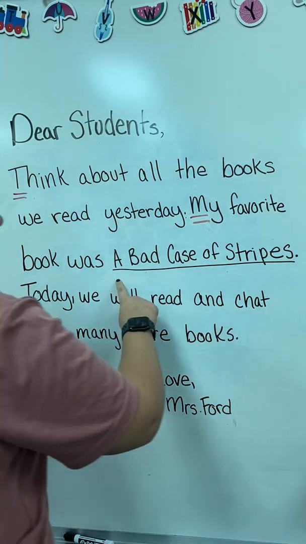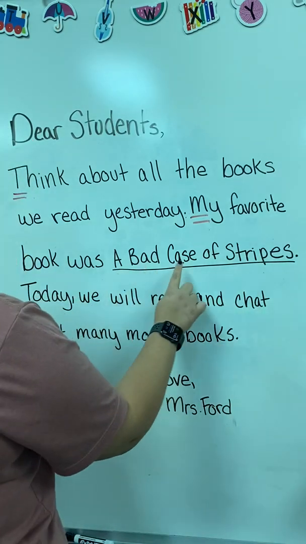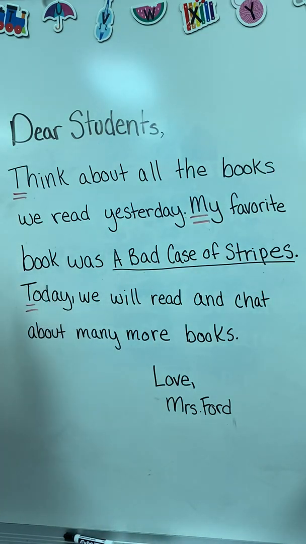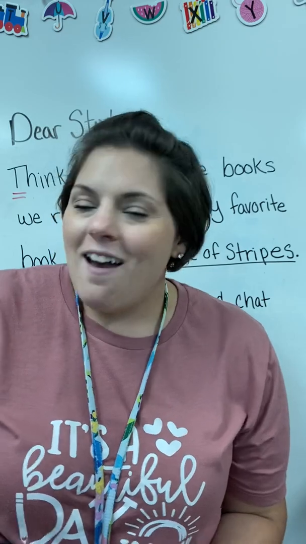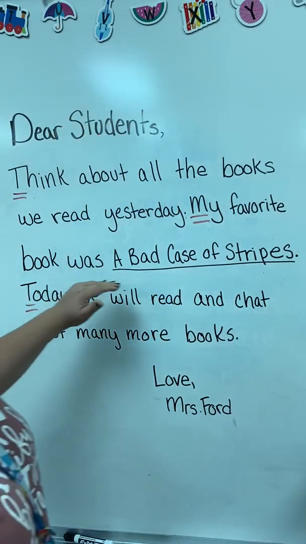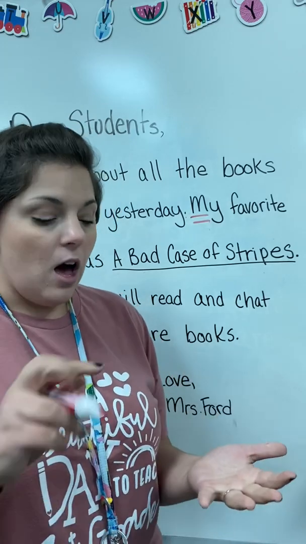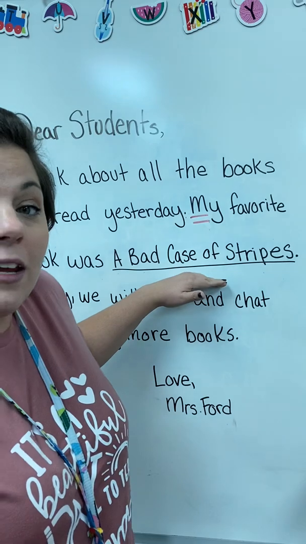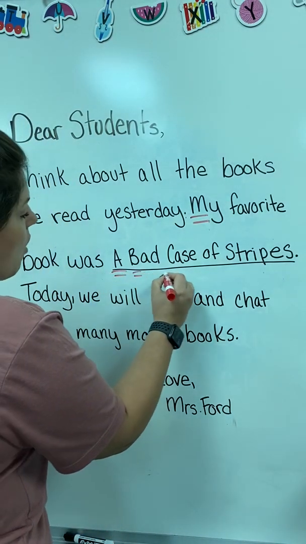Like this whole thing right here, it's underlined. A Bad Case of Stripes. It's all capitalized. Why in the world did I capitalize all that? Did I make a mistake? Actually, no. This is a name. Remember, we capitalize names of people, places, and things. This is the name of a thing, a book. Okay, so I capitalized the whole thing.